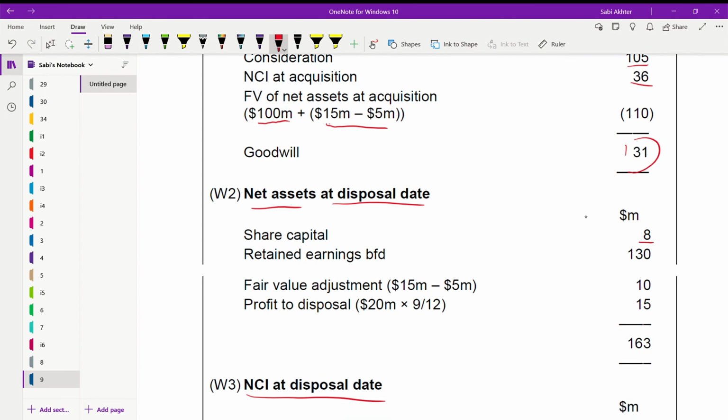Now we are coming to the net asset. You take the share capital, and retained earnings brought forward at the disposal date. That means at the reporting date you have to take the disposal, so the retained earnings at the date of disposal. Fair value adjustment also, don't forget, for the net asset you have to take it. And the profit to disposal only for the 9 months, you have to take it because the other 3 months he is an associate. You are de-recognizing net asset when he was a subsidiary, so only out of the profit you are already taking for the 9 months, that also you have to add.